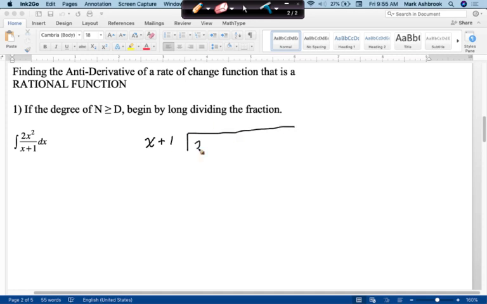And then we're going to write a space for every power of x. So we have 0x to the first, and we have 0. Leave a space for every power of x, and if it's not there, then it has a 0 coefficient. Same with this: if this were x squared plus 1, it'd be x squared plus 0x plus 1.